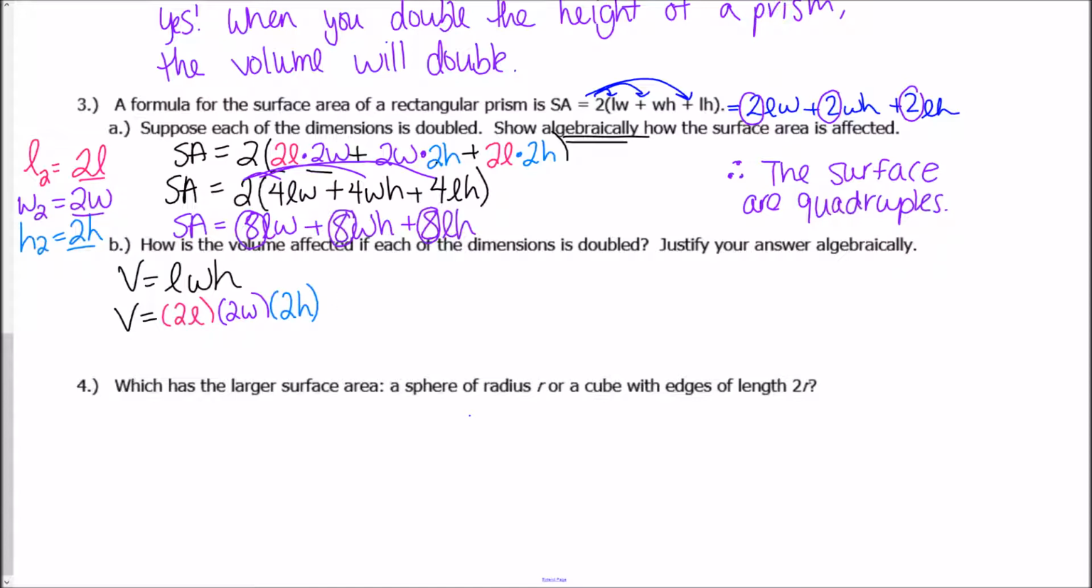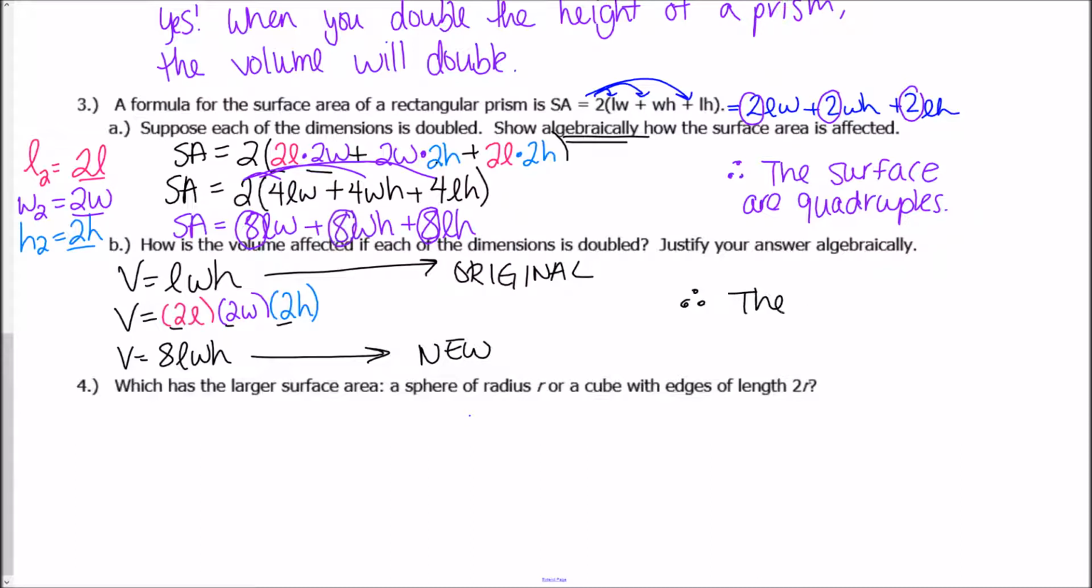Okay, so that means that our volume here, multiply all of our coefficients, 2 times 2 is 4, 4 times 2 is 8, so I get 8LWH, okay? And the original volume was just LWH. So if this is 1 LWH and this is 8 LWH, then the volume becomes 8 times bigger. Okay?